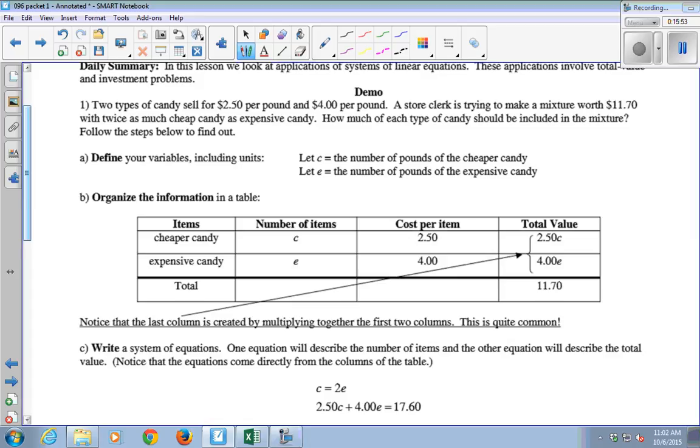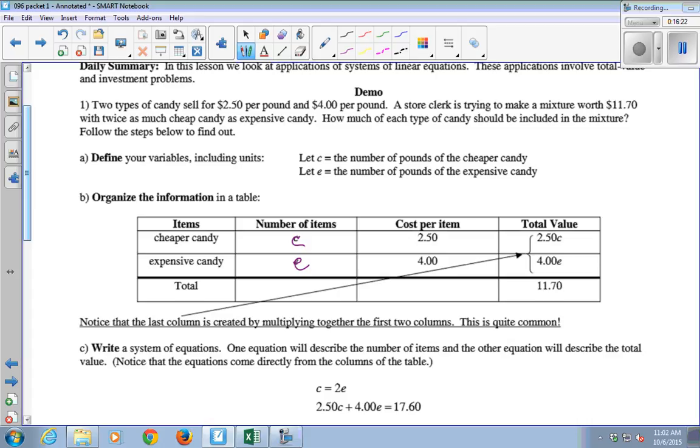So we've got items, which is cheap candy and expensive candy, right? Then we have the number of those items, or how much of those. Then there's the cost per item, and then the total value. Okay. So for the cheap candy, we have C pounds, and the expensive candy, we have E pounds. The cost for the cheap candy is $2.50 each pound, and the expensive candy is $4 per pound.